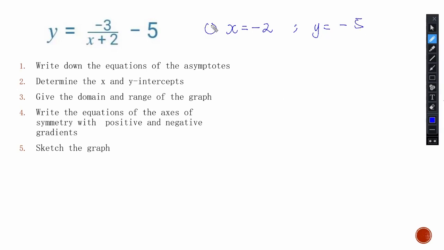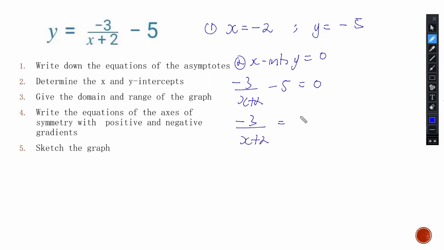Right. And then to determine the x and y intercept, so x-intercept, remember, we make y equal to 0. So we are going to have negative 3 over x plus 2, and then minus 5 is equal to 0. The process is always the same. Take this, transpose it over to that side. Negative 3 over x plus 2 is equal to positive 5. And then you say 5 over 1. Then now you can cross multiply here. So 5 multiplied by this, it's 5 bracket x plus 2.